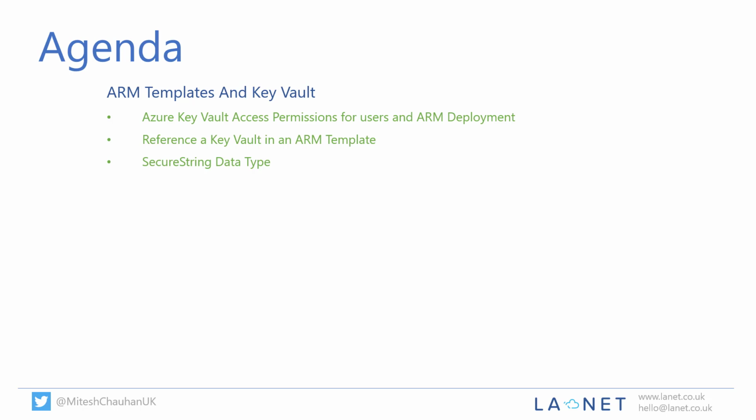So we'll start by looking at the Azure Key Vault access permissions, the access policies. What policies do we need for the users and for ARM deployment itself? Then we'll look at how we reference the Key Vault and the secret inside an ARM template. We'll also take a look at the secure string data type and see that in action as well.